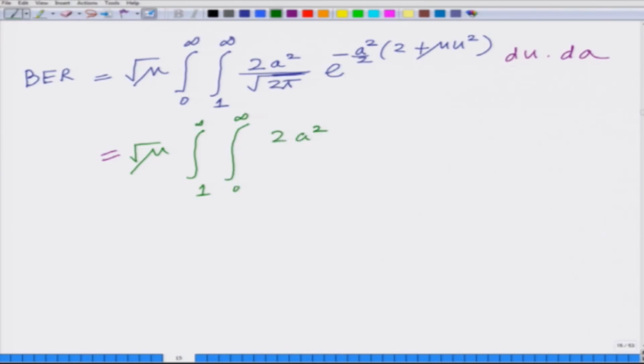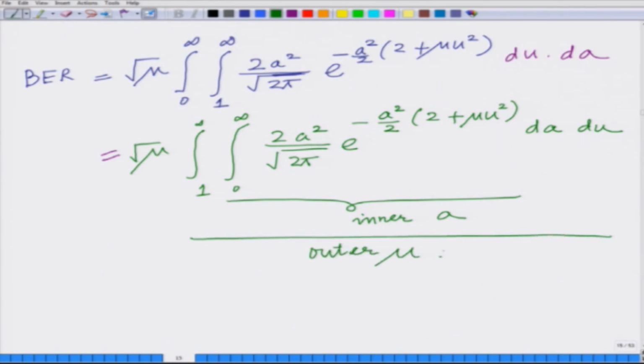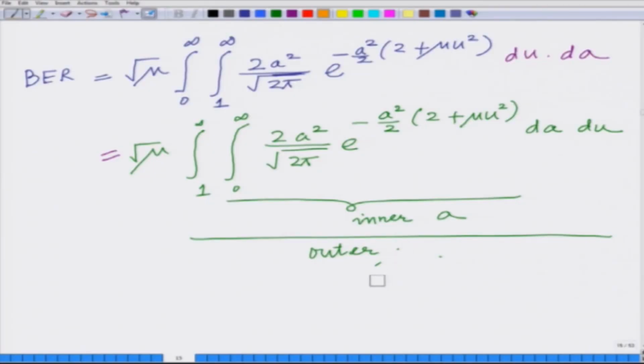I have 2a square divided by square root of 2 pi e raised to minus a square by 2 plus mu u square da d mu, and now I have the inner integral with respect to a and the outer integral with respect to mu. So now I have the double integral, and I have reversed the order of integration. I have the inner integral with respect to a and the outer integral with respect to u, correct.